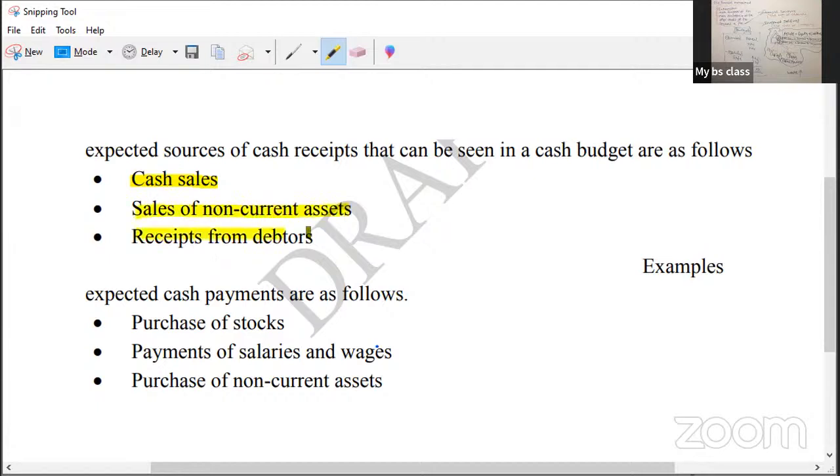And also you receive money from debtors, whereas for credit sales, මොකද credit sale කියන්නේ ණයට විකිණීමක්, ණයට විකිණීමක් කරාට පස්සේ පසුව ඔයාට මුදල් ලැබෙනවා. So then you receive money from the debtors. So cash sales, sale of non-current assets, and also receipts from debtors: those are some expected sources of cash receipts for your business. ඒ වගේම එක පැත්තකින් ඔයාට business එක maintain කරගෙන යන්න stocks ගන්න වෙනවා. Purchase of stocks, payment of salaries and wages, and purchase of non-current assets. Those are the expected cash payments for your business.